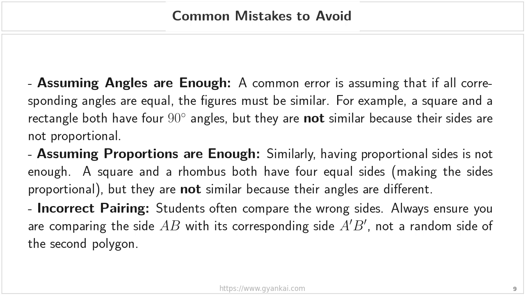Now, as we wrap up this lesson, I want to highlight some common pitfalls. Even students who understand the definition can sometimes fall into these traps during exams, so please pay close attention. Keep these points in mind, and you will be able to approach similarity problems with much greater precision.